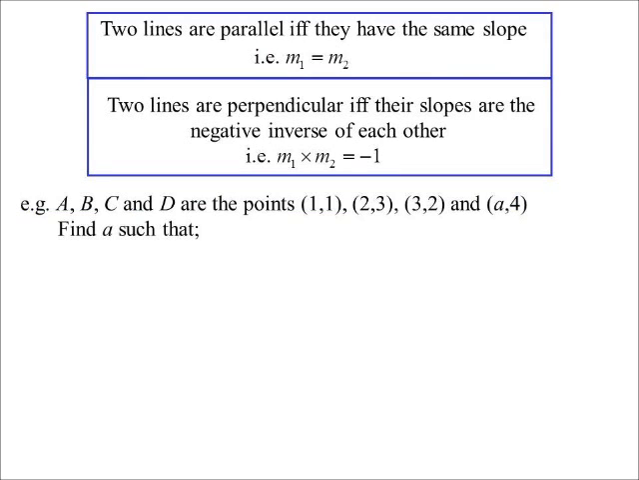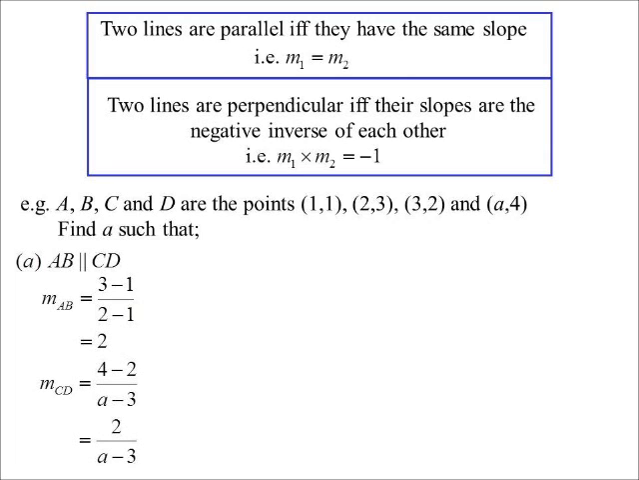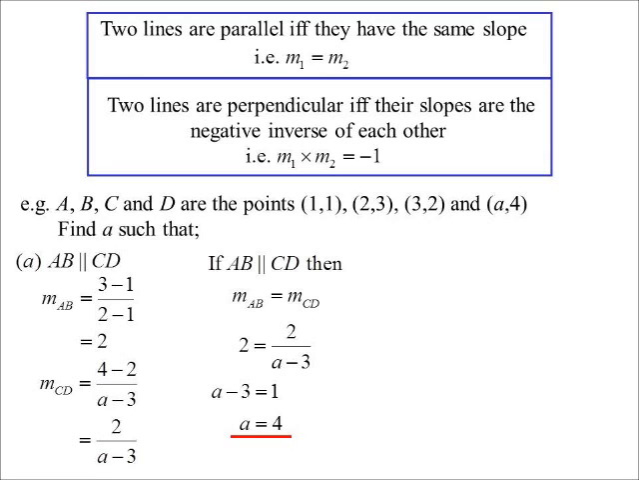Right, so A, B, C and D, there are 4 points. I just don't have the x value for the 4th one. Find out what it is if they're parallel. So if they're parallel, we know they've got the same slope. So slope AB is 2. So therefore slope CD also has to equal 2. So we solve that and we end up with A is 4.